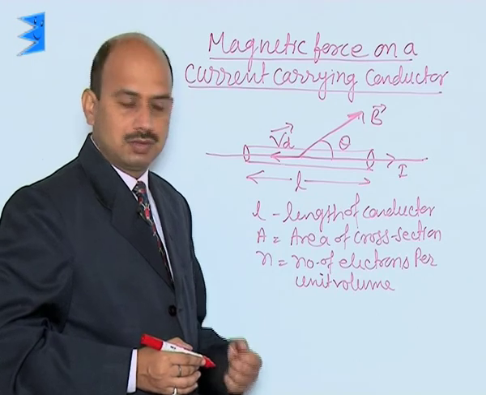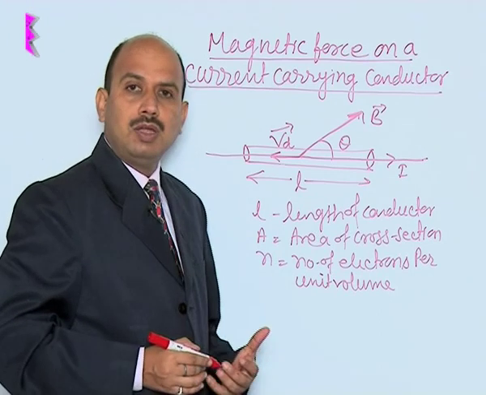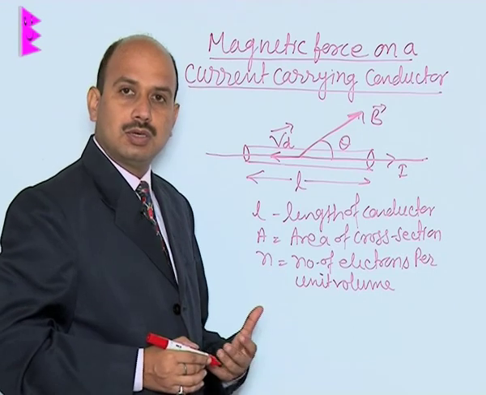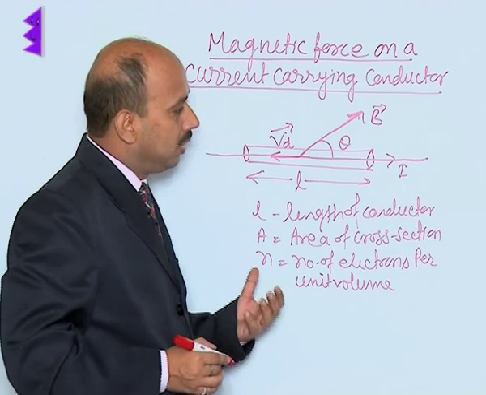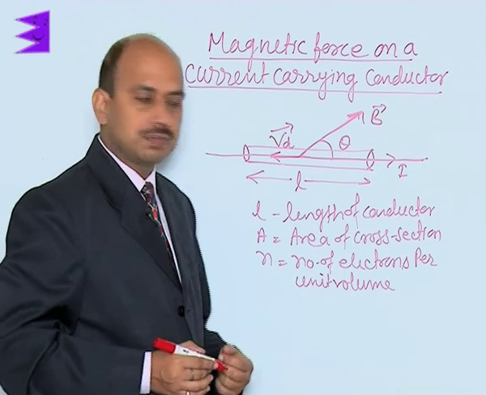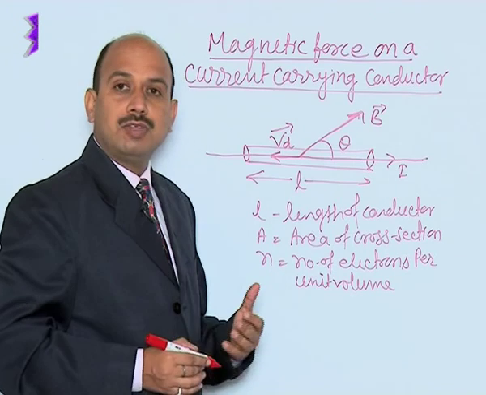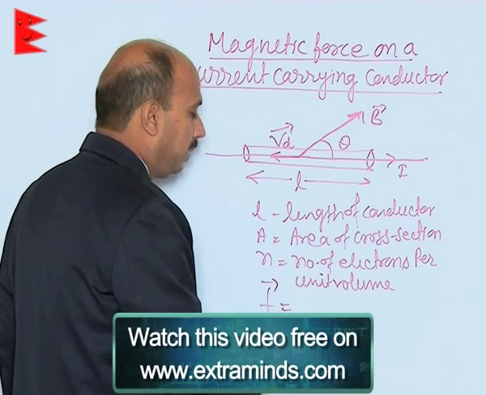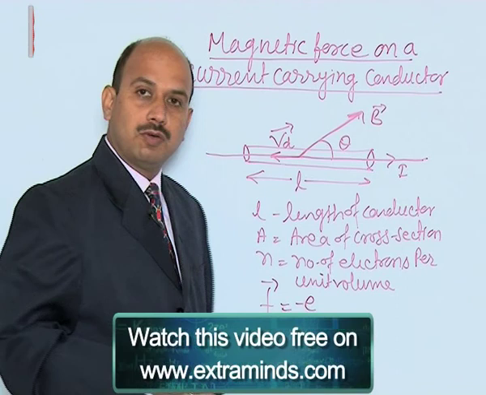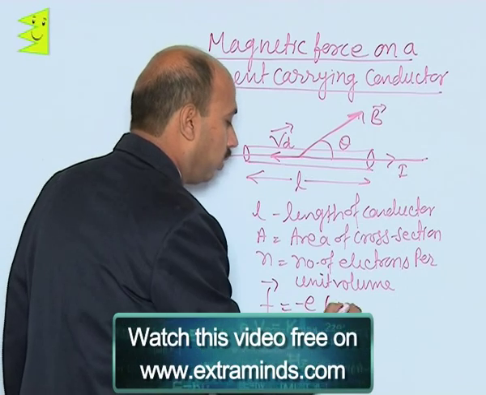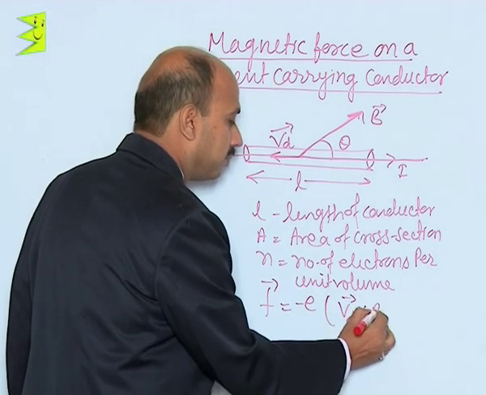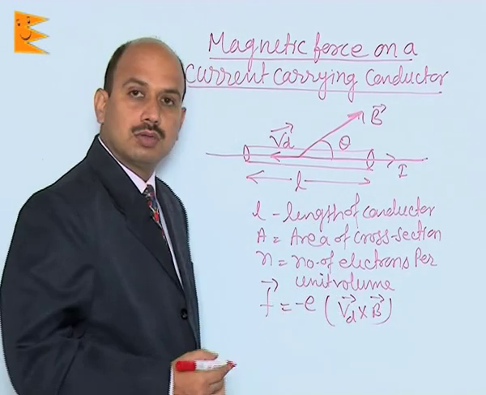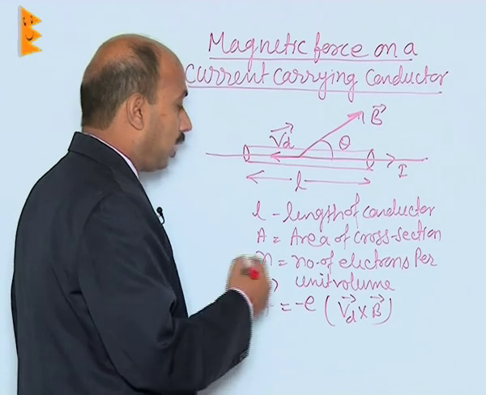So, see, a current carrying conductor has a large number of free electrons and these electrons are moving in a magnetic field. So, we can calculate the force acting on each electron and then we can get the total force acting on all electrons, and that will be equal to the force acting on the conductor. So, let us see here, the force acting on an electron, that is F is equal to minus e, that is the charge of an electron, into Vd cross B. So, this is the force acting on an electron.